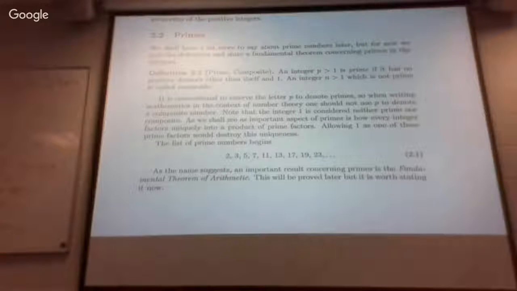So 10 is not prime, since it's got 1, 2, 5, and 10. It's got 4 positive divisors. 7 is prime. 7 only has 2 positive divisors.